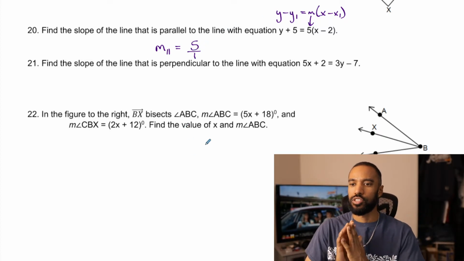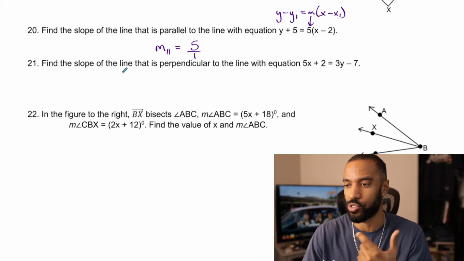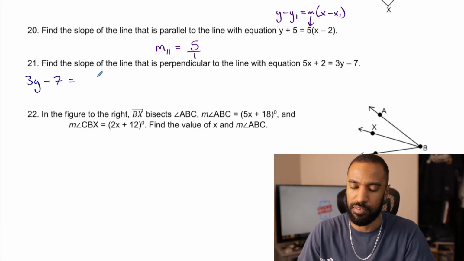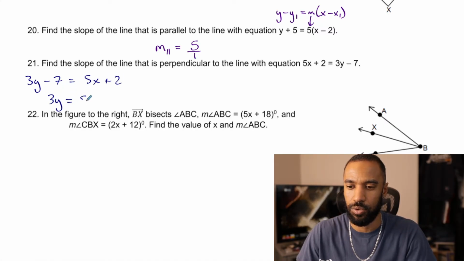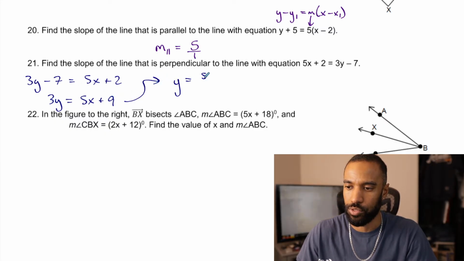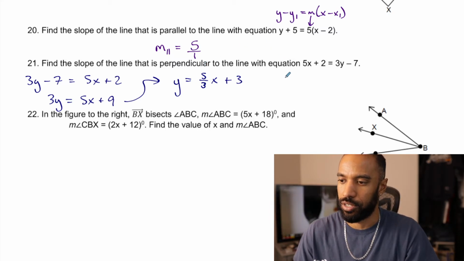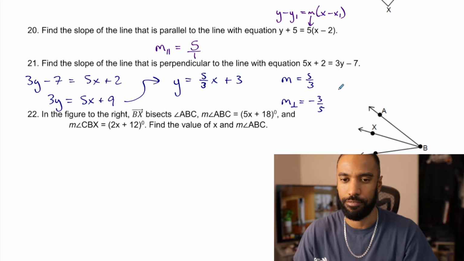All right, 5 over 1. That's fine. Find the slope of the line that's perpendicular to this line right here. Once again, like before, you'd want to get this first into slope-intercept form. Get y by itself. So I'm going to write it this way. 3y minus 7 equals 5x plus 2. Let's add 7 to both sides. We'll get 3y equals 5x plus 9. And then I'll divide both sides by 3. y equals 5/3 x plus, I think, 3. The 3 doesn't matter. What does matter is this 5/3 here. The original slope is 5/3. So the perpendicular slope is the opposite reciprocal slope. It's negative 3/5, like that.